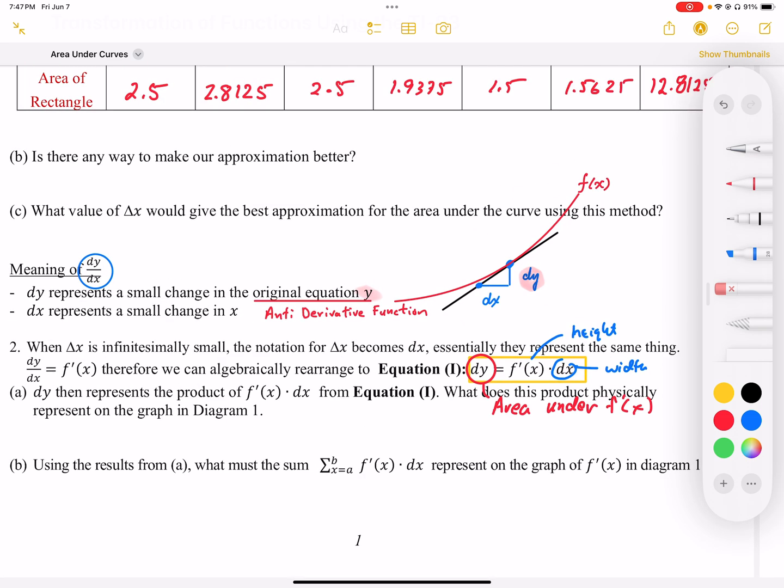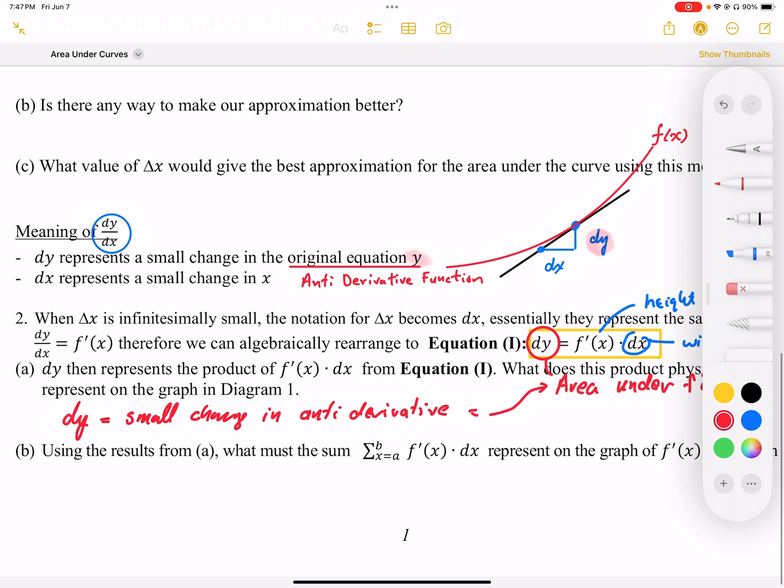So dy, which is our area, so I'm just going to write it like this. My dy is small change in the antiderivative, and it is also equal to the area under the derivative. So I'm just going to point to this. These are all equivalent. A small change in the antiderivative is equal to the area under f prime. So one of those rectangular bars represents a small change in y.